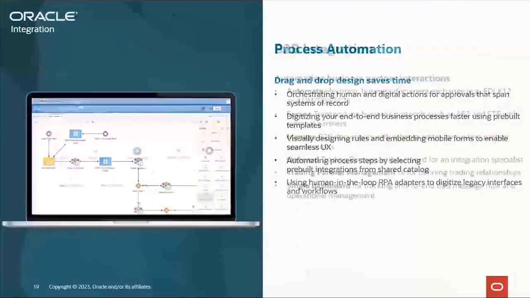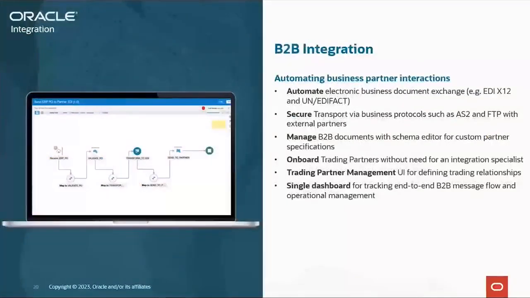Process automation, we've discussed that. B2B integration, now that's very, very interesting as well for folks who need to exchange business documents. Standardized business documents such as EDIFACT X12 or EDIFACT UN. So these are the sort of documents that you see the Walmarts of this world using for ordering, for purchase orders and things like that.